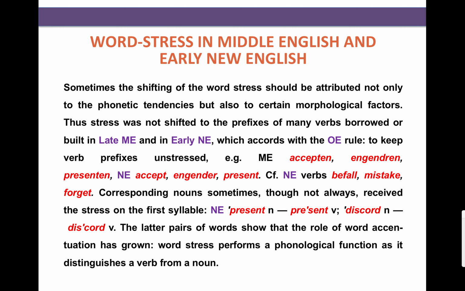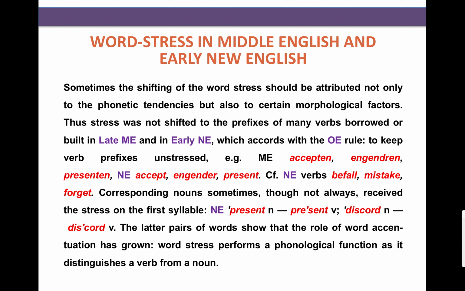Sometimes the shifting of the word stress should be attributed not only to the phonetic tendencies but also to certain morphological factors. Thus, stress wasn't shifted to the prefixes of many verbs borrowed or built in late Middle English and in early New English, which accords with the Old English rule to keep verb prefixes unstressed. For example, in Middle English, accepten and genderen presenten. In New English, they changed into accept and gender and present.